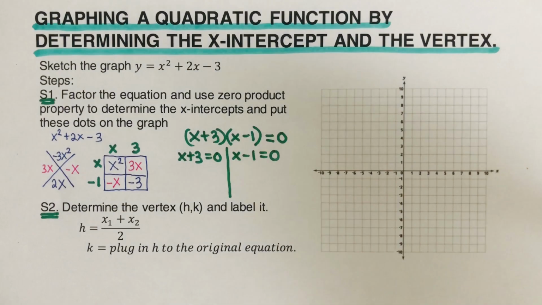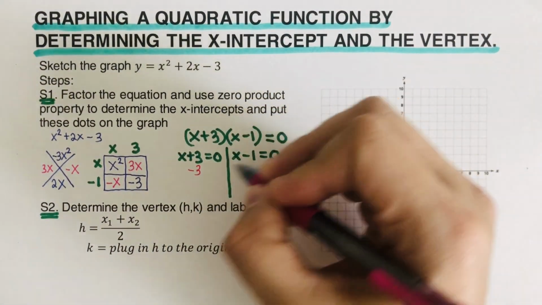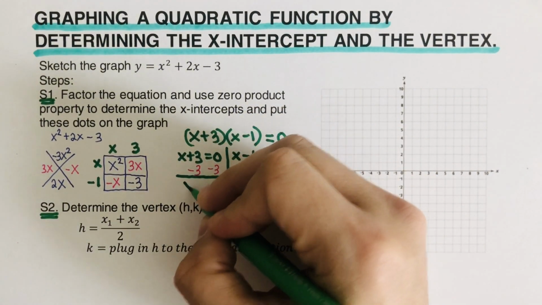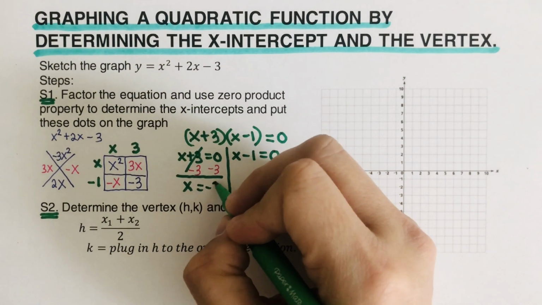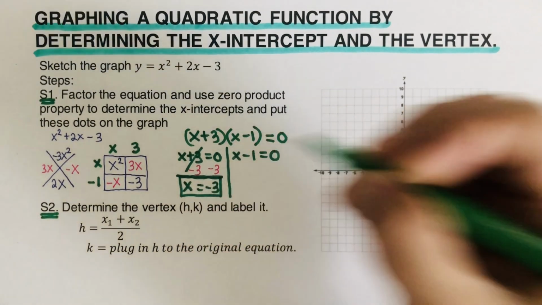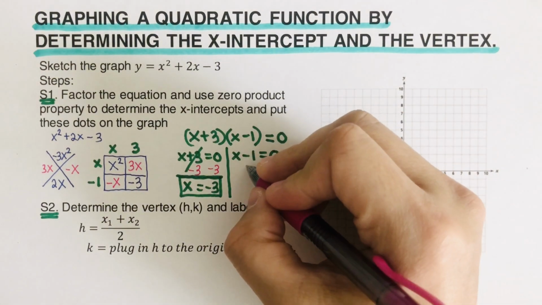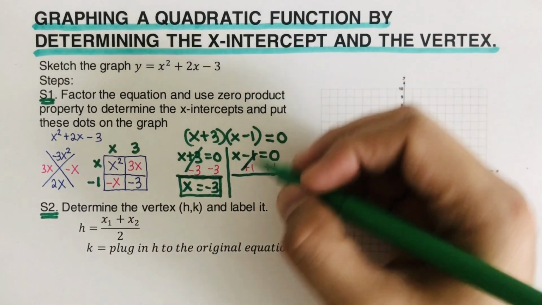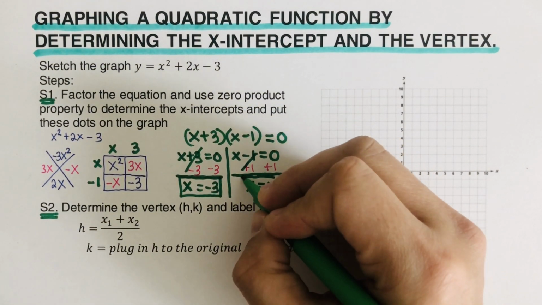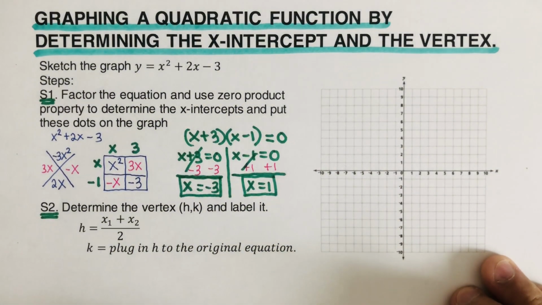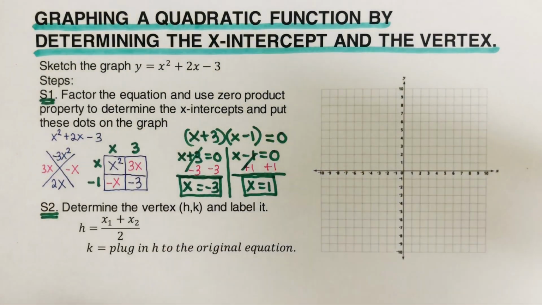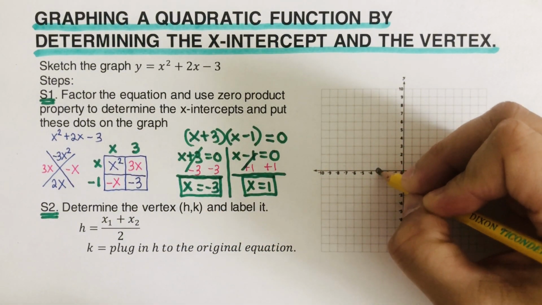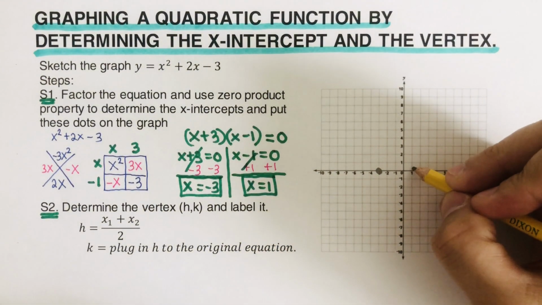So then we can go ahead and subtract 3 from both sides. Minus 3 and minus 3 here. So I am left with x is equal to negative 3. This is the first x. And the second x would be, I add 1 to both sides, plus 1 here. So then I can cross out the negative 1 and positive 1. So x is equal to 1. These are the x-intercepts, and we are supposed to put these dots on the graph. So x is negative 3, it's going to be right here. And then x is equal to 1, it's going to be right here.